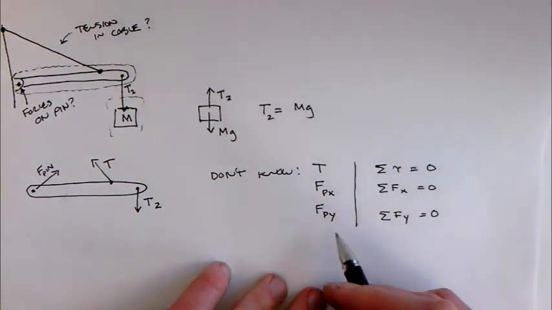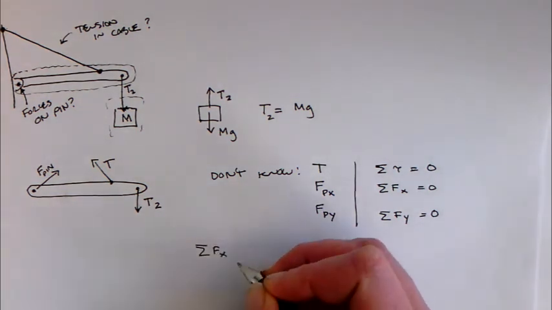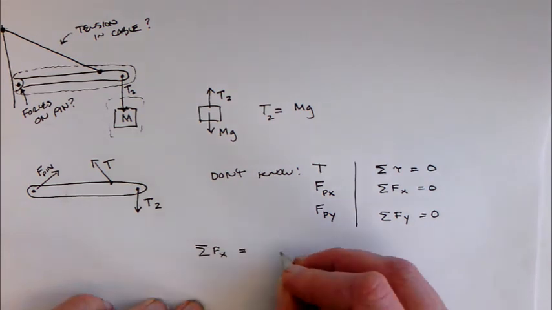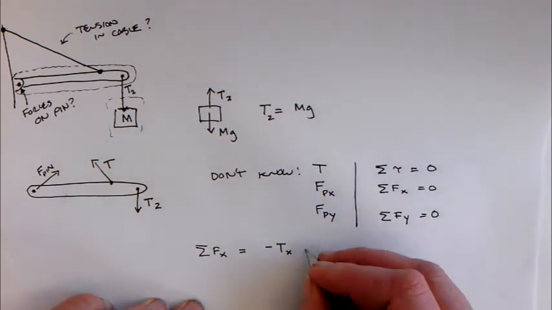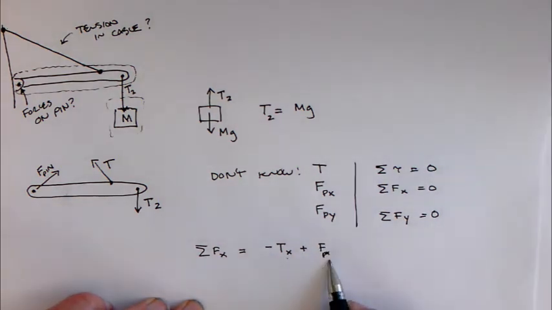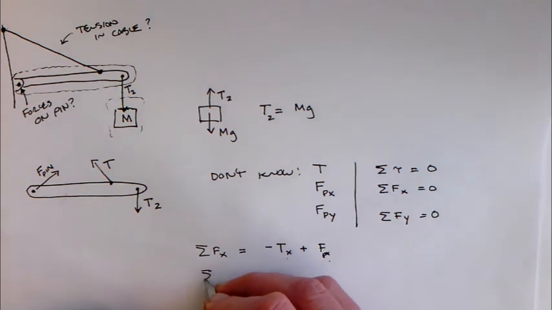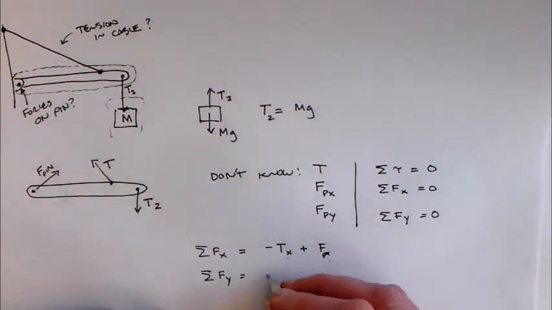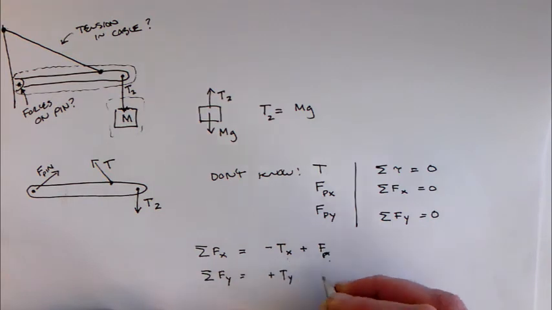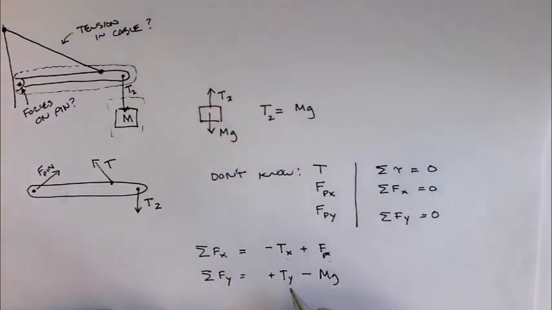You can, for example, pretty clearly say right away, if I say sum of forces in the x direction, well, that's going to be the x component of the tension minus the x component of the pin force. By the same token, if I were to sum the forces in the y direction, that would give me the positive y component of the tension minus mg, which is the value of T2. So it's pretty easy for me to figure out what the y component of the tension is.